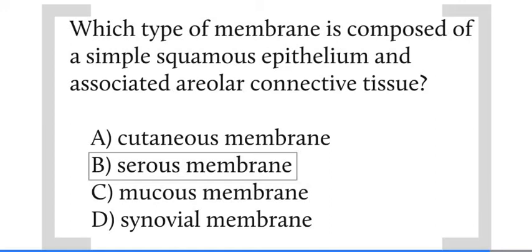Mucous membranes are made up of various types of epithelium, depending on where we're looking specifically, and the associated areolar connective tissue, called the lamina propria. And then synovial membrane has no epithelium associated with it. It's strictly connective tissue.